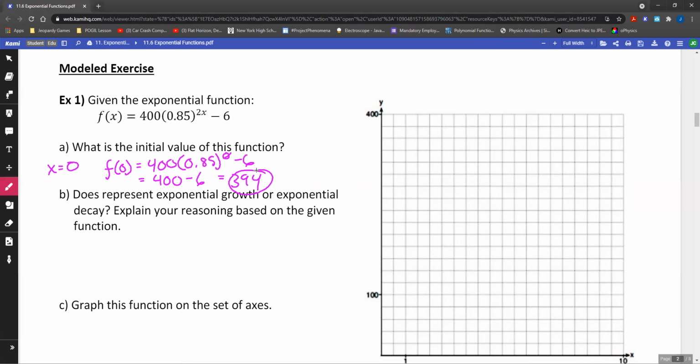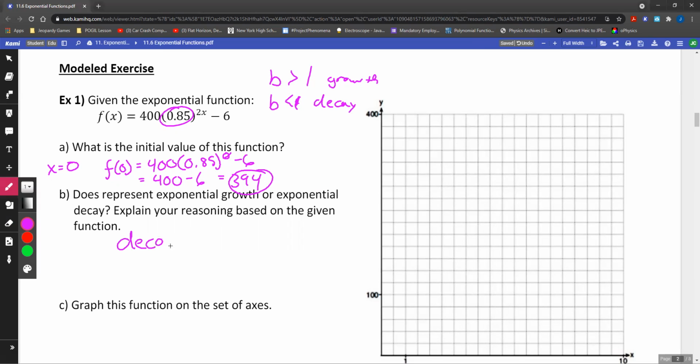Now what you have to do is figure out whether this is going to be exponential growth or exponential decay. Now, if you recall, we said before that b, the number being raised to some power, if it's greater than 0, it's growth. Sorry, not 0. If it's greater than 1, it's growth. And if it's less than 1, it's decay. The term that's being raised to the power is 0.85. Since that's less than 1, it's decay. So this would be exponential decay, since 0.85 is less than 1.